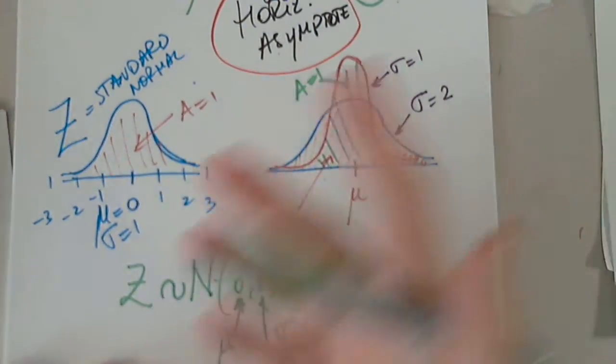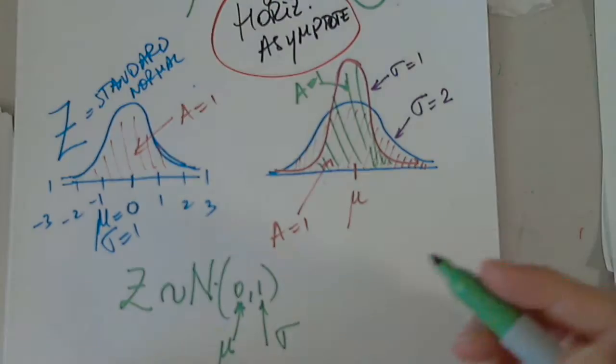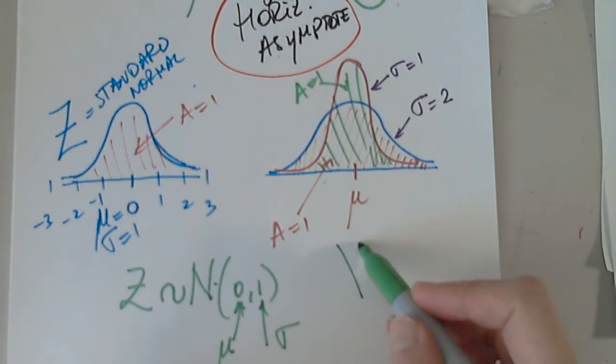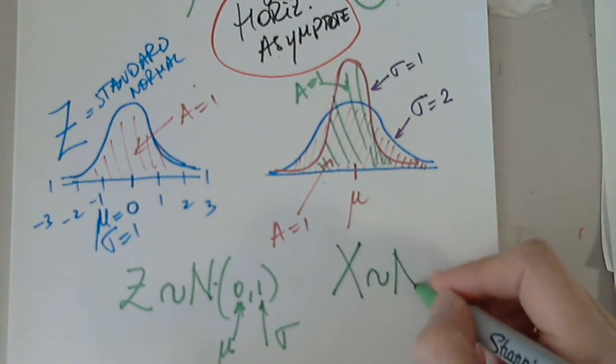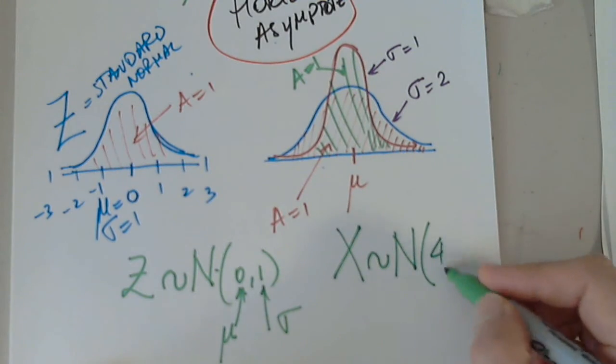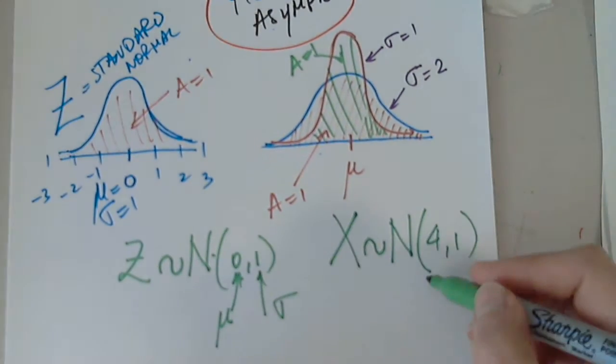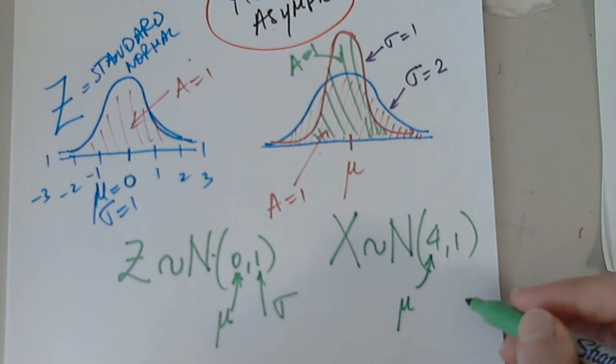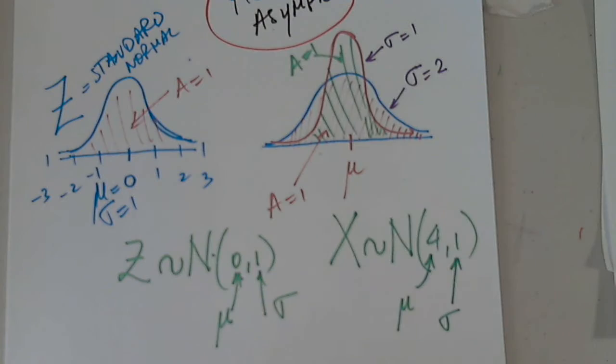So now if I talk in general about a normal random variable, and I put the notation here, we have to get used to it. I'm saying x is a normal random variable. And if I say, let's say 4, 1, I'm telling you that the mean is 4, and that the standard deviation is 1.